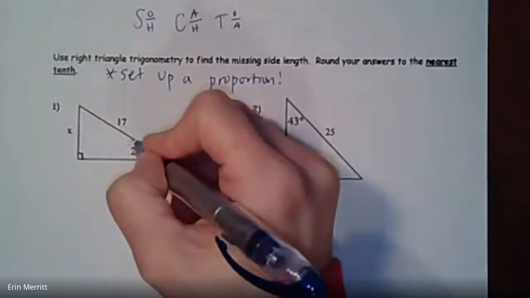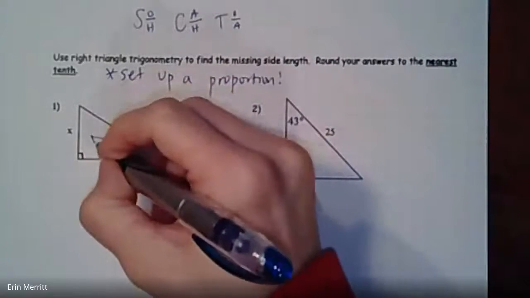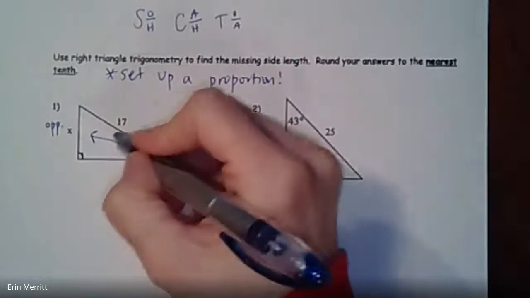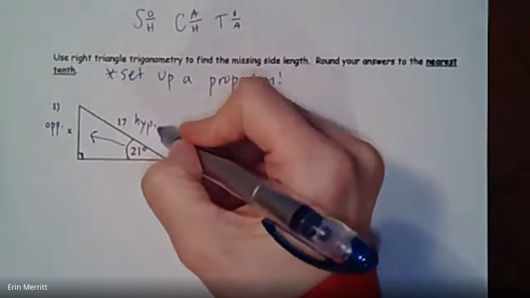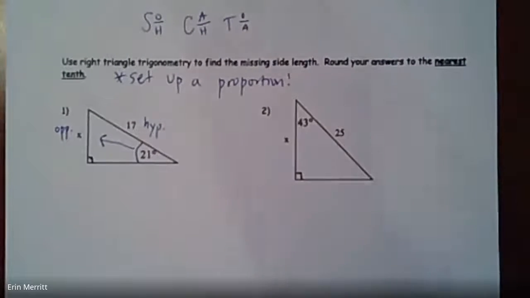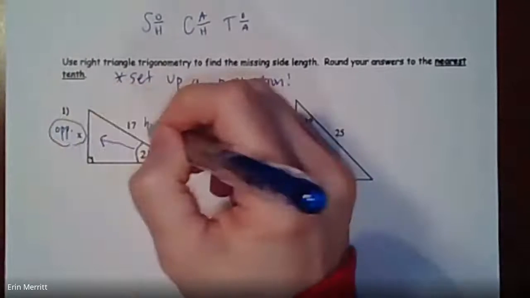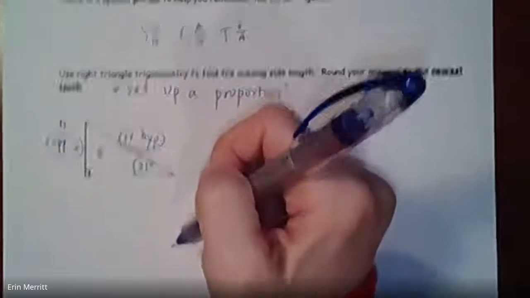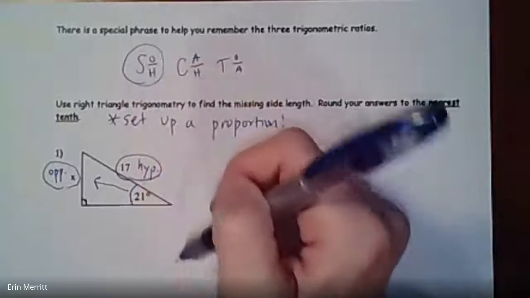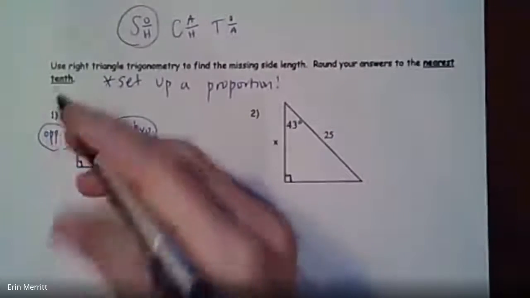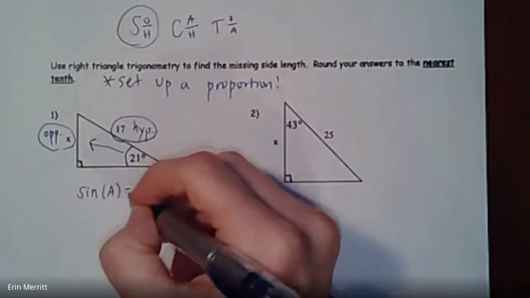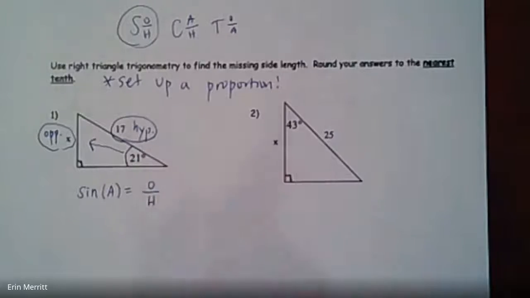All right, I have a 21-degree angle. X is the side opposite of that. Across from the 90, that might be my hypotenuse. What you have to do is look at which sides you have to work with. Since I have the opposite and the hypotenuse, I have the O and the H. So come back up here and look. The one that uses the O and the H, that would be sine. So I'm going to use the sine of my angle, and that's equal to the opposite over the hypotenuse.